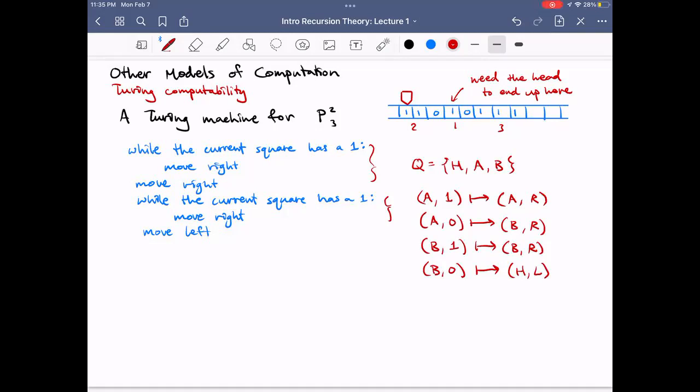So we'll do this. In this function, actually, it's not necessary to change any of the contents of the tape. We just have to move around on it. But anyways, that's how you can compute this projection function. And you can figure out how to compute any of the projection functions in a similar way.